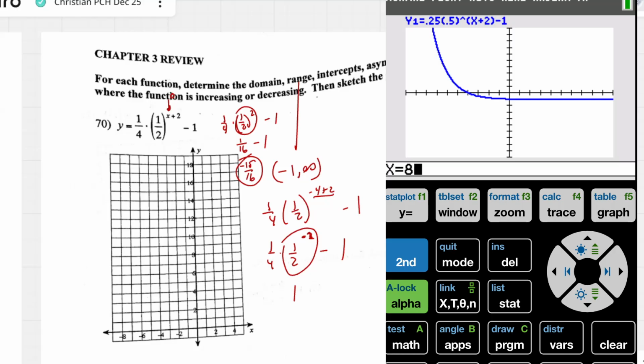Any other questions? Increasing everywhere. Increasing from -infinity to, no, decreasing everywhere, because it's going down the whole time. Asymptotes at y equals -1. Okay.